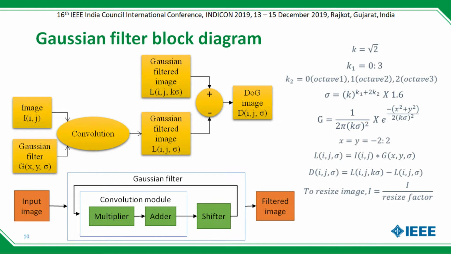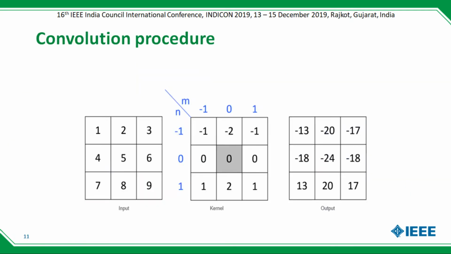And we have three octaves. A group of successive Gaussian filtered images and difference images together is called an octave, and the single set of Gaussian filtered images and DOG images is called a pyramid. When we go to the next octave, the size of the image is halved. Like if the original size is 512 cross 512, it becomes 256 cross 256, and the third octave becomes 128 cross 128.